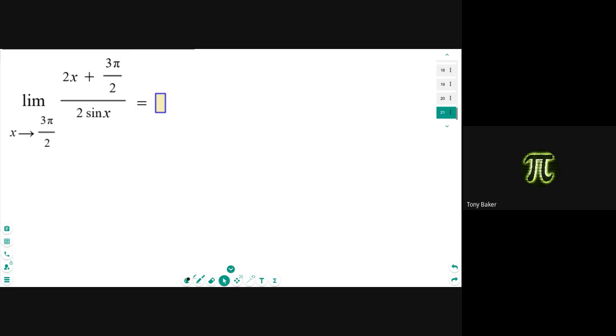They're actually being pretty nice. I haven't found one yet that had like pi over 6 and stuff in it. All the ones I keep finding are the halves.